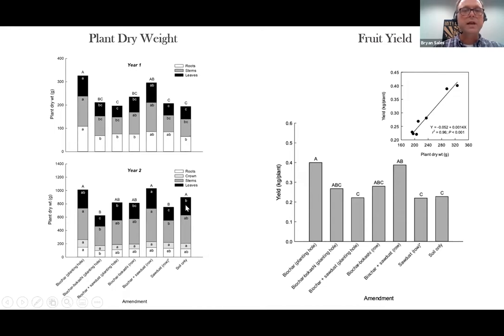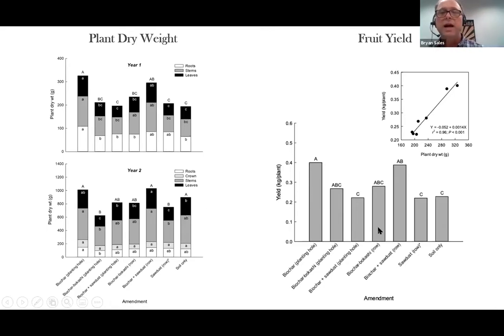The reason it was likely not as significant of a difference in year 2 is because we pruned the unamended plants much harder, and we didn't prune the biochar in the planting hole and Douglas fir sawdust in the row plants as hard, and we left more floral buds. So in this year, they're putting a lot of energy into fruit production, whereas the unamended treatment here gets to put a lot of its energy into total plant dry weight. So that's probably an advantage in year 2.